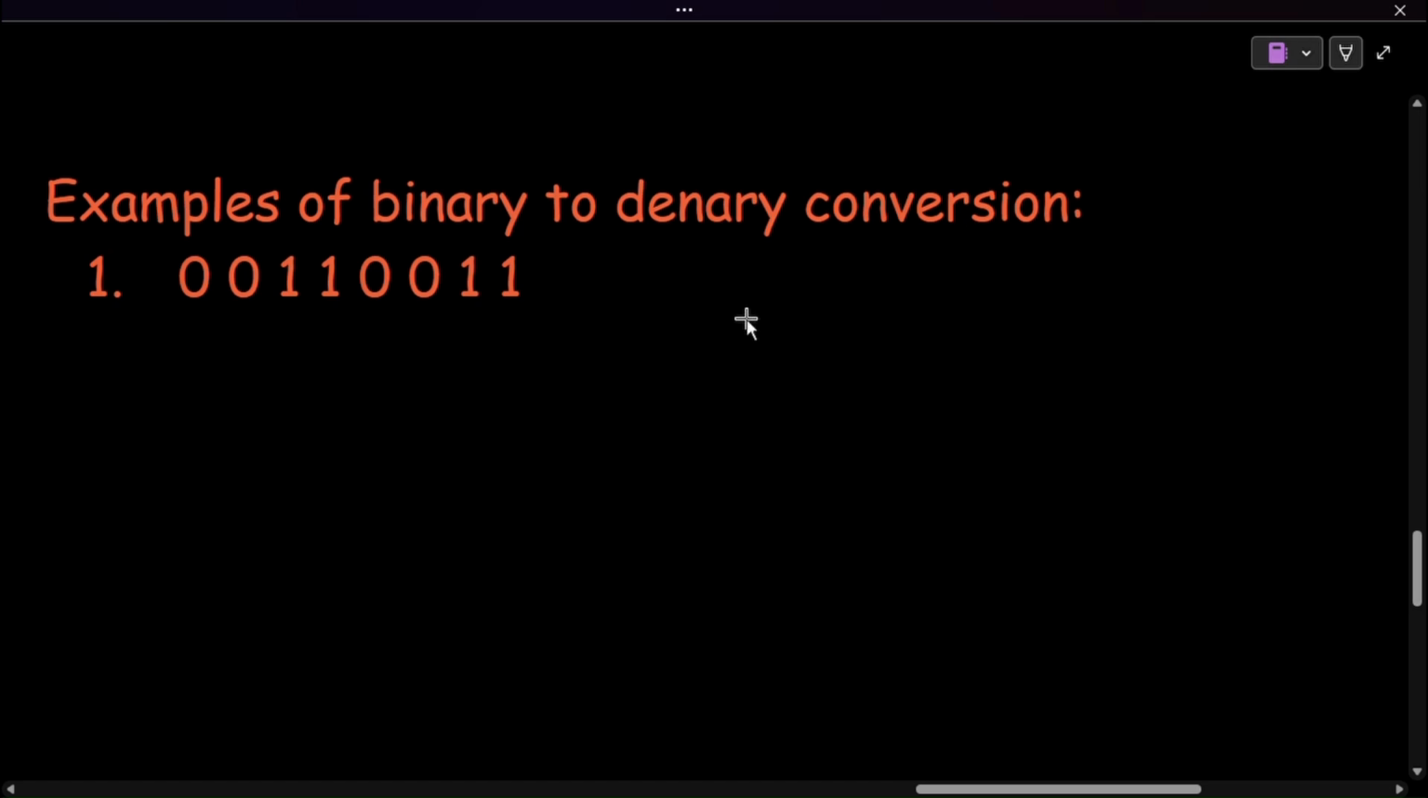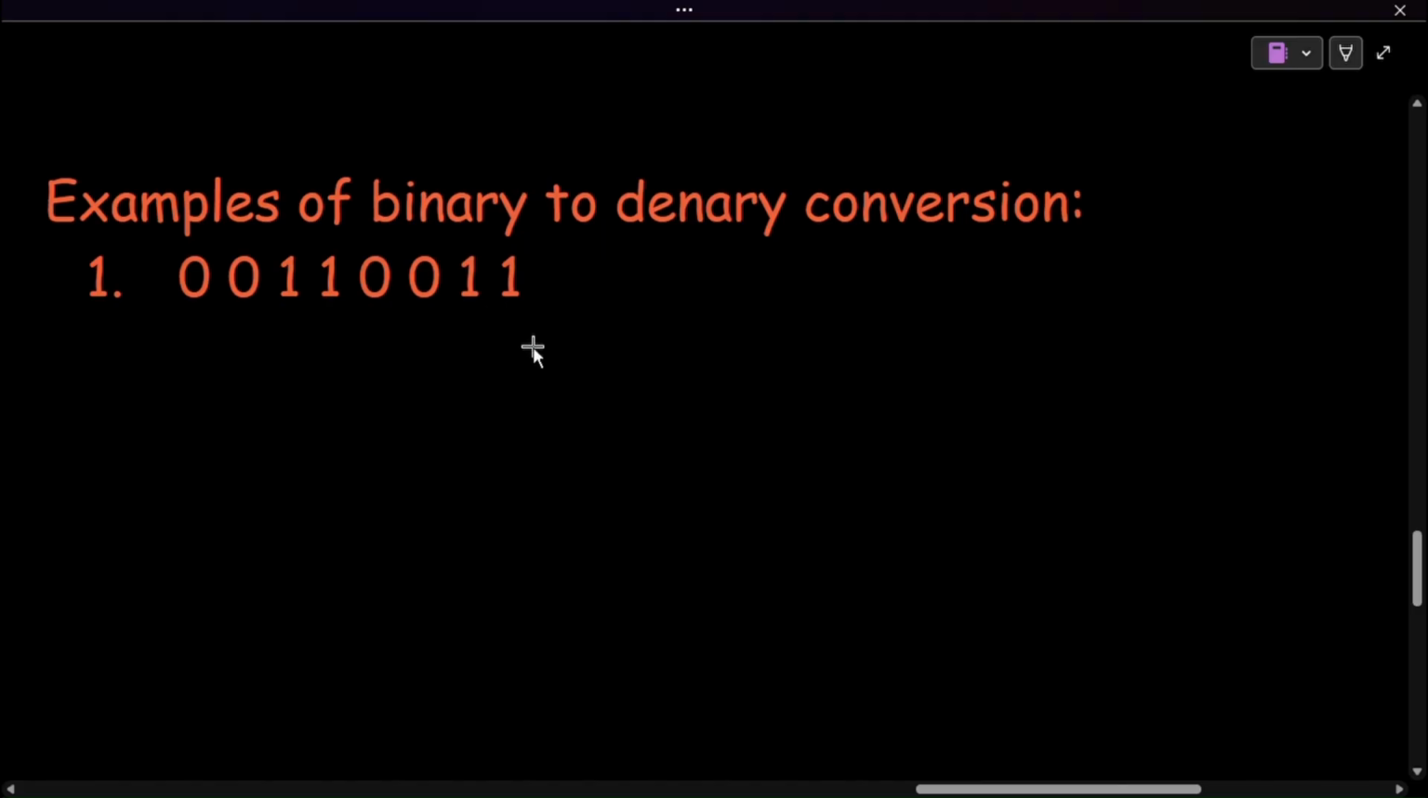Today we are going to look at a few examples of binary to denary conversion. So first let's count the bits that we have. The number of bits that we have is 1, 2, 3, 4, 5, 6, 7, 8. So we have a total of 8 bits.